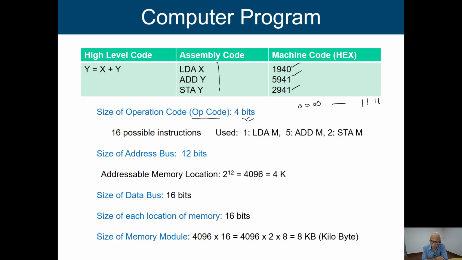So in this example, we have used only 3 codes. One is your 1, which is LDA M, then 5 is ADD M, and opcode 2 is your store accumulator M. Out of 16, we have used 3 codes because every operation must have a unique opcode or unique binary bit pattern. Since we have already discussed 3 operations, another 13 operations we can design for this particular processor.